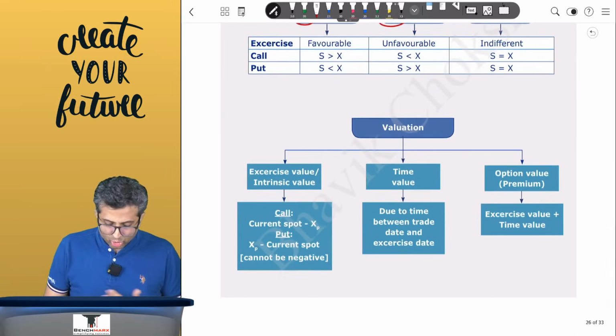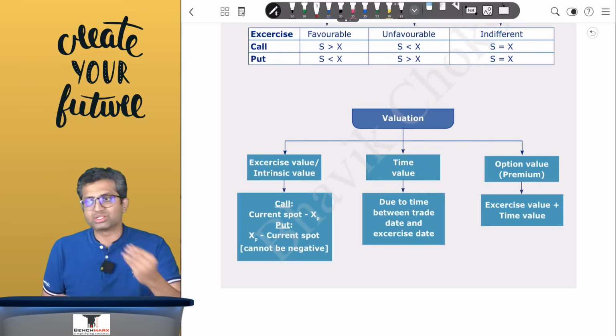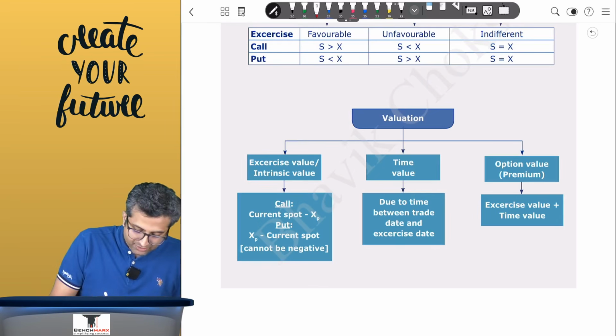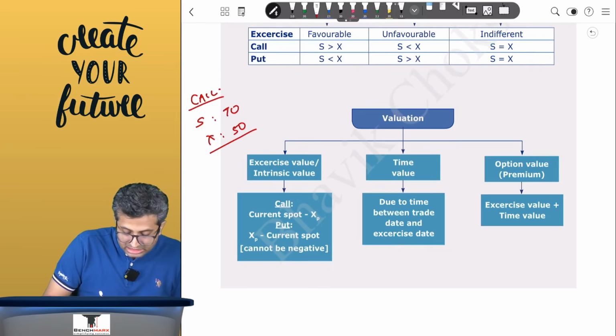Okay, then you look at option valuation. Option value is made up of two components. One is something called intrinsic value or the exercise value, which means, for example, for a call option, if your spot is 70 and your exercise price is 50, there is an exercise value or an intrinsic value of 20 rupees.